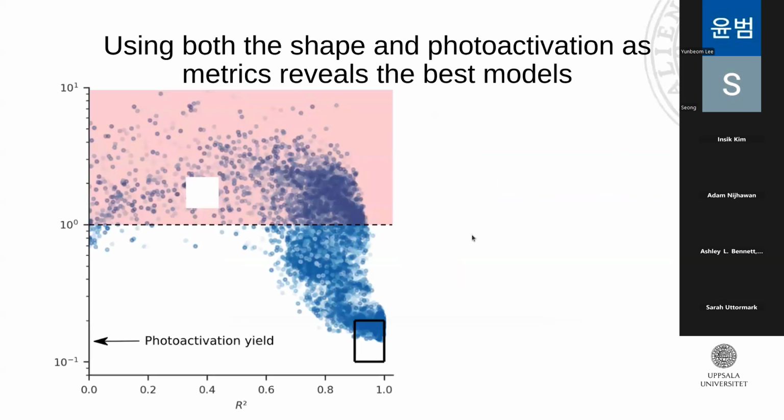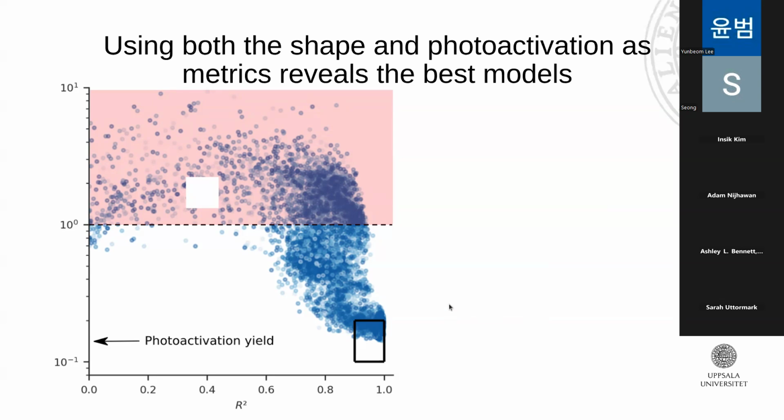So if we then compare our data, we want to use two metrics in our case. We have one, which is the photoactivation yield here on the y-axis, and then we have the R-square here on the x-axis. The R-square is just a measurement of how similar the two curves are. So basically just the sum of the residuals, more or less. The square sum of the residuals.